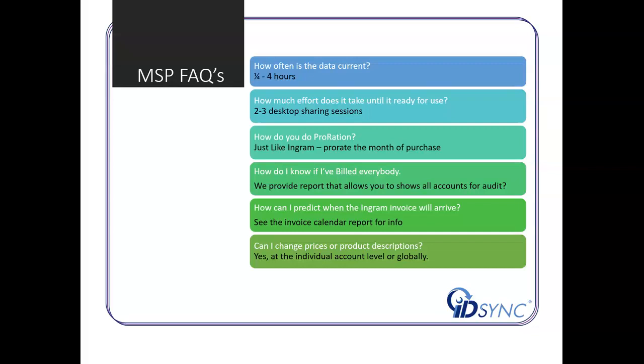How do you do proration? Well, the default is just like Ingram does it. We prorate on the first month, and we don't prorate on the last month. But as you saw, John, we do have the option to prorate on both the first and the last month. So how do you know if you've billed everybody? Well, we have reports that help you understand what you should be doing. How can I predict when the Ingram invoice will arrive? Well, we have an invoice calendar for you to look at so that you can plan your back office time and plan the cash that you need. Can I change prices, product descriptions? Yes, you can do it at individual level. You can do it at account level.